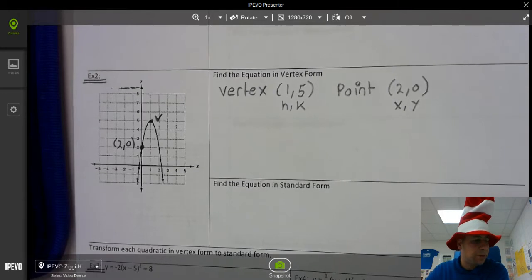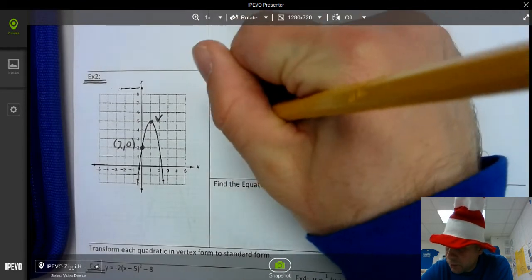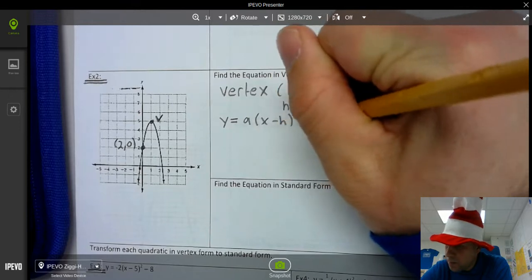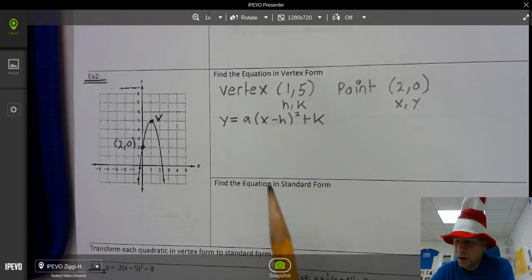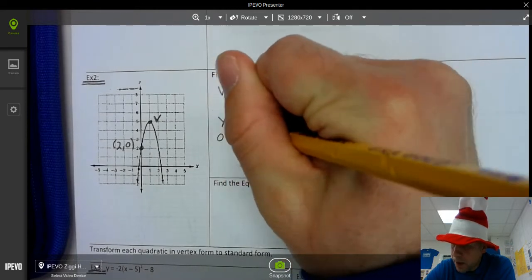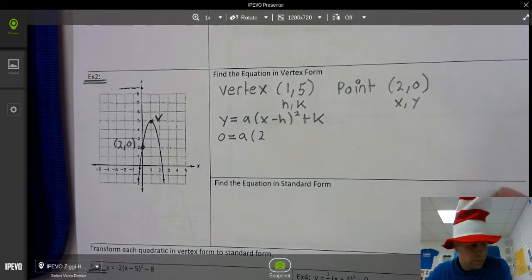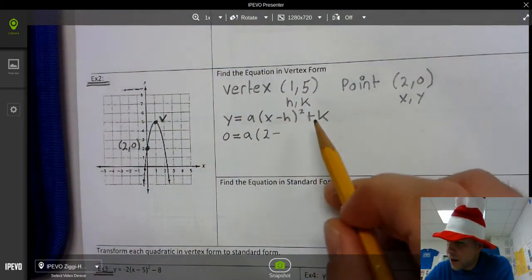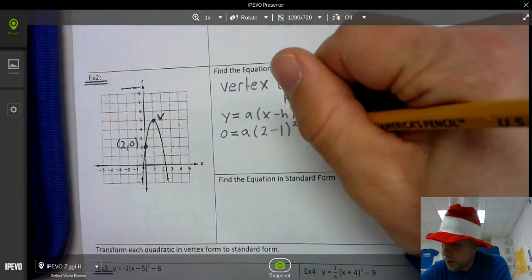So step 3, substitute the vertex and the point into the vertex formula. Now what I recommend doing is actually writing the formula here so that you know where things go. I tried doing it without this on top and I got confused. But by having it right on top, you can substitute in. So y is 0, x is 2, minus h, which is 1, squared, plus k, which is 5.